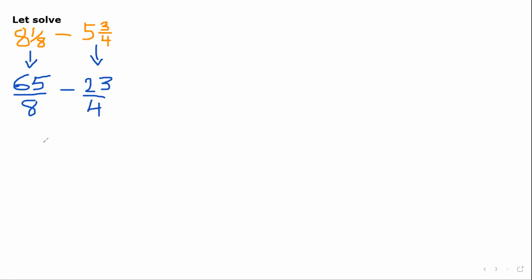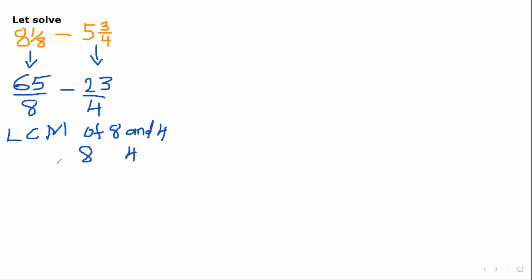When you get to this stage, you have to change unlike fractions to like fractions because the denominators are not the same. So you find the LCM, or the LCD, of 8 and 4. So we have your 8 here, good, and 4.